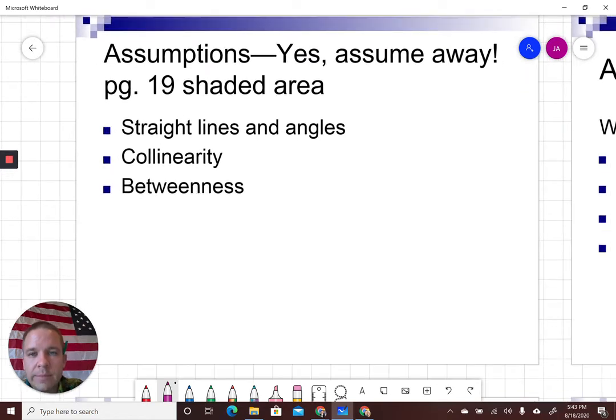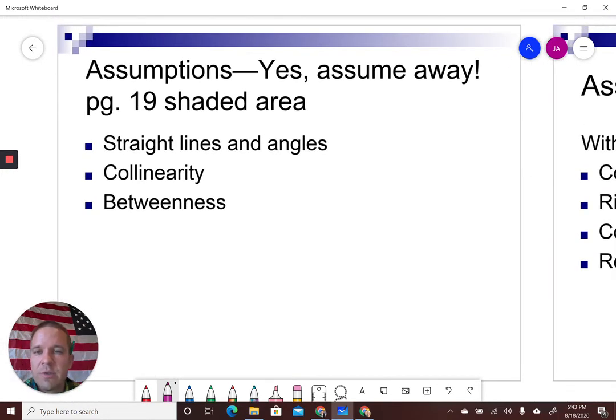All righty. Assumptions. These are things you can assume. You can assume straight lines. We mentioned that in the previous video, and straight angles. So if it looks straight, boom, straight line, wonderful. If I got 3 points, I know that that's a straight line, straight angle, however you want to use it. Collinearity, I can assume that, right?